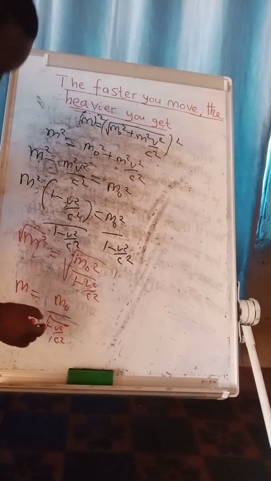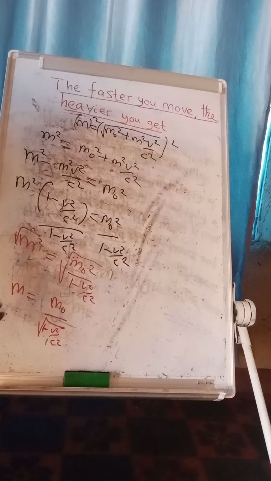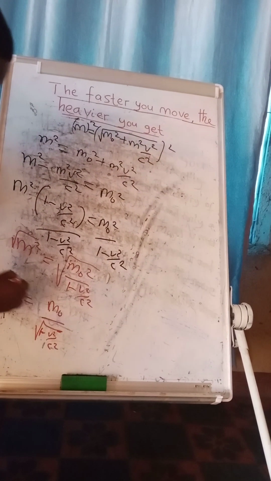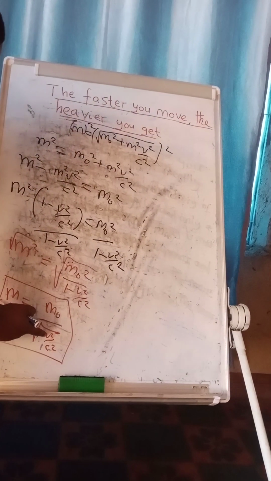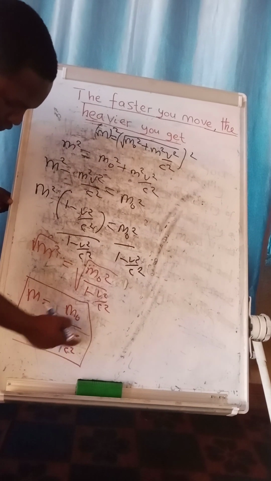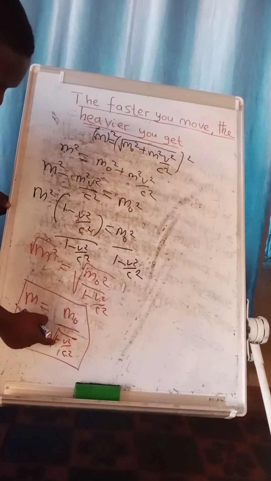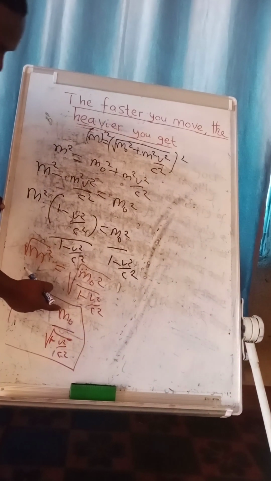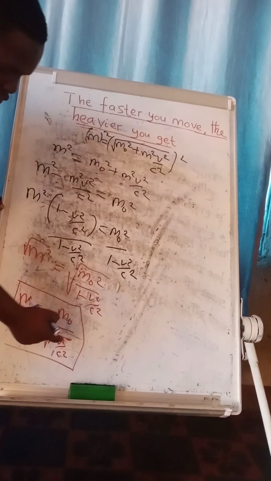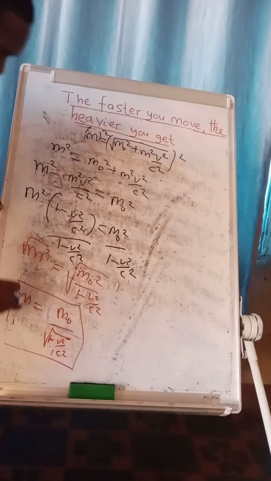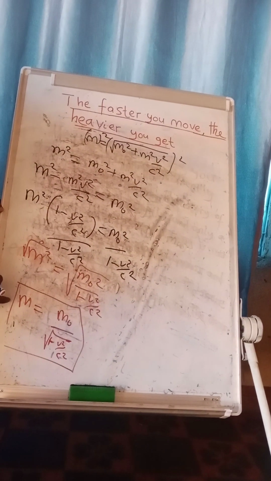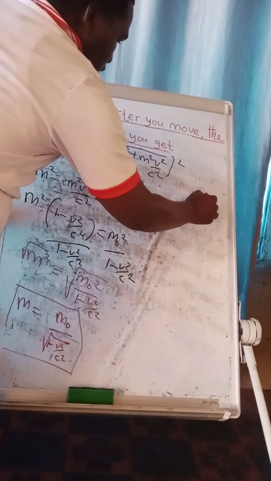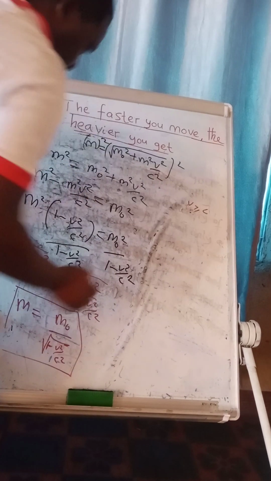So we found that, according to this formula, if v increases, this value here will be small, because we subtract it from 1 and then take the root. When you divide m naught by a very small amount, it will give a bigger mass. Also, let's say the object is moving at the speed of light.